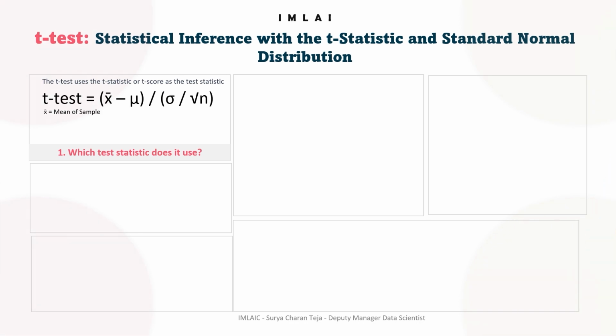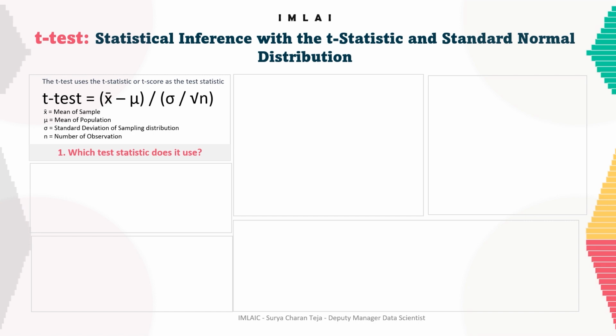So let's take this t-test, and it depends upon how many samples are involved, and it also depends on whether you want to do this t-test with respect to the mean or proportion. Here with respect to the mean, we'll see in our next slide what all possible tests we can do using this. So mean of the sample and mean of the population or hypothesized mean of the population, and the standard deviation of the sampling distribution, and n is number of observations. Okay, so that's the first question.